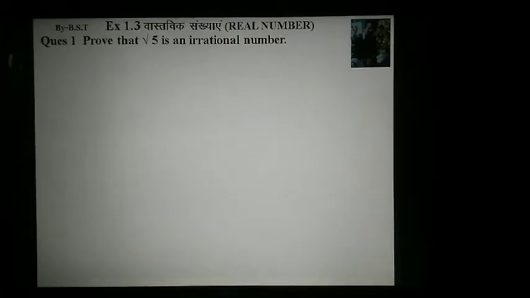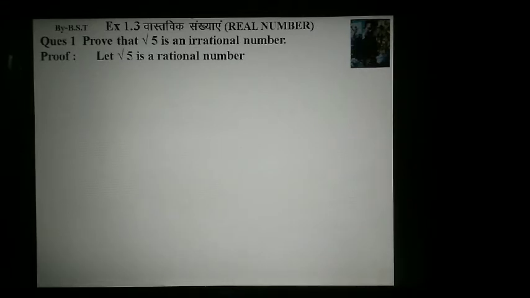Let us start exercise 1.3. Very important question. To prove that root 5 is an irrational number, we use the contradiction steps. Please note these steps carefully. Let us suppose root 5 is a rational number.